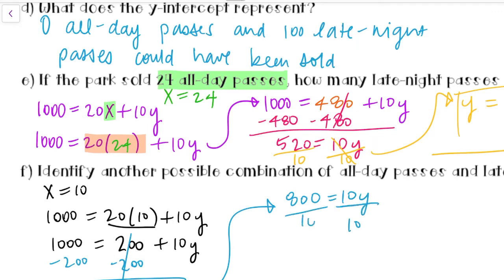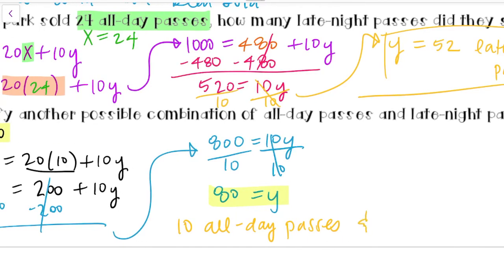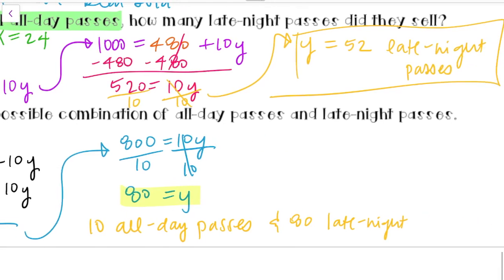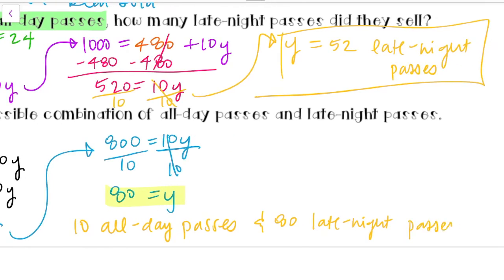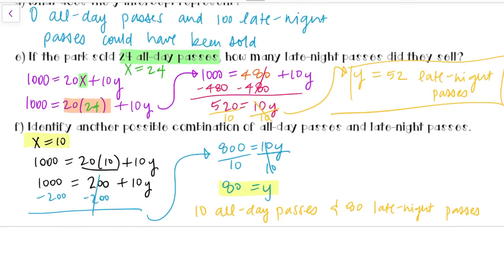So then we divide by 10. Y must be 80. So that combination, just by picking a random x in my domain, would tell us, well, maybe they sold 10 all-day passes. Remember, your x stands for all-day passes. And 80 late-night passes. And that would be another possibility, or a possible combination of what they would have sold.